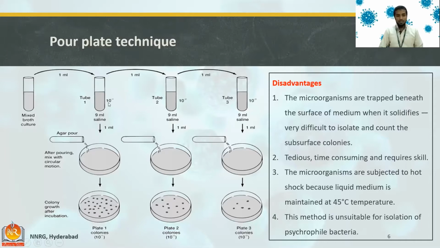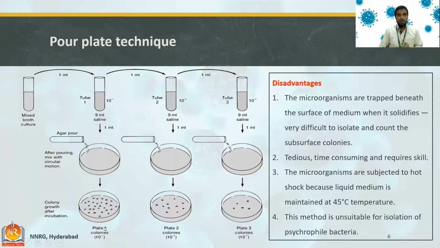In this way, you can see 10 power minus 1, 10 power minus 2, 10 power minus 3. That means the concentration is keeping on decreasing. Then this will be added to the petri plates, first this one and this one and this one in different petri plates. After pouring, we mix with circular motion, as we add, we need to just circulate so that it is uniformly distributed. After that, we'll incubate in the incubator. It could be 24 or 48 hours, and after that, we'll be able to see this.